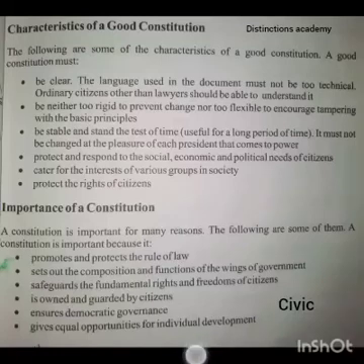Alright, so to conclude with our topic in the Constitution, we're going to look at the characteristics of a good Constitution and the importance of the Constitution. The following are some of the characteristics of a good Constitution. A good Constitution must be clear. The language used in the document must not be too technical. Ordinary citizens, other than lawyers, should be able to understand.